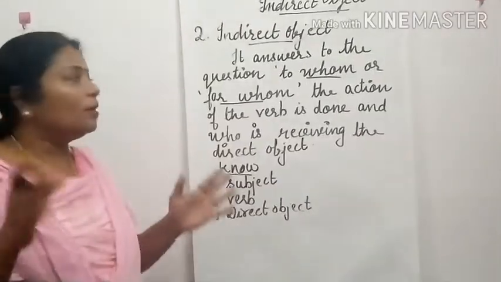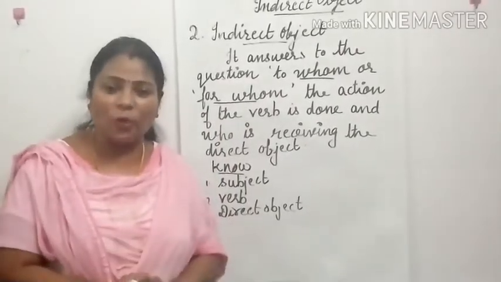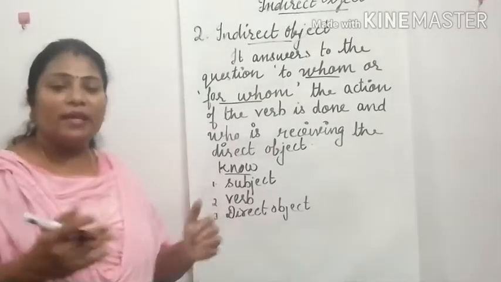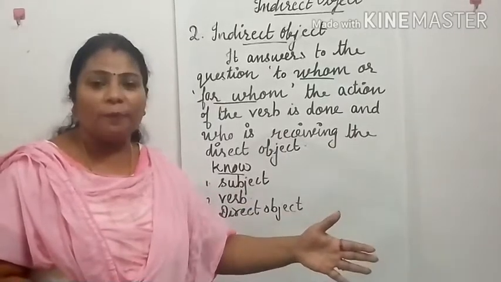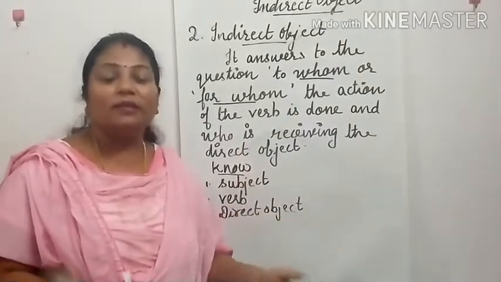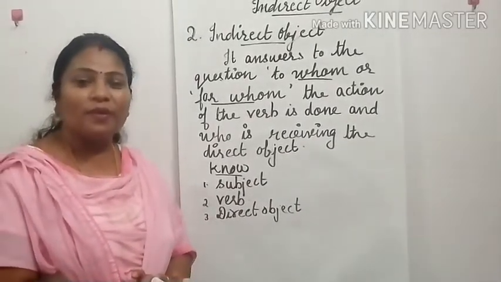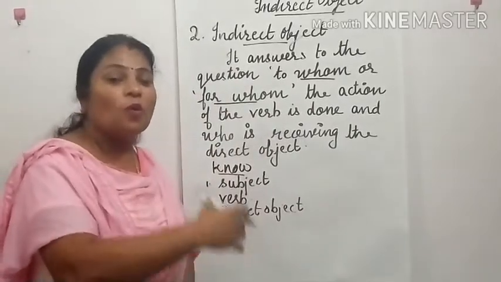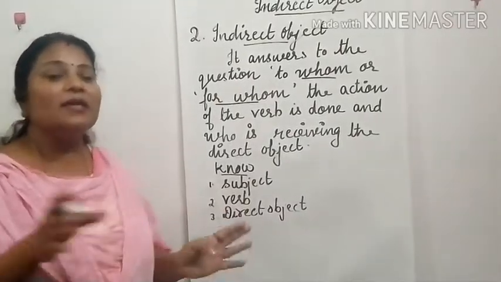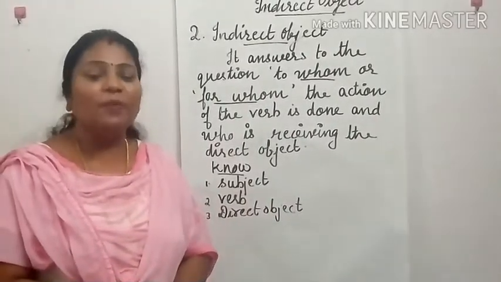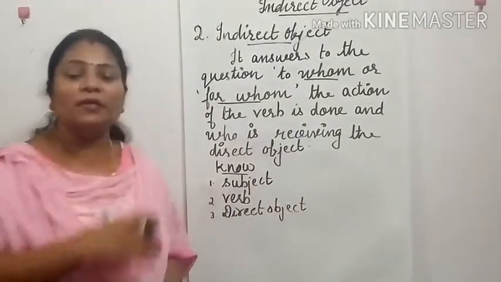Okay? So, now let's discuss what is indirect object. What do you mean by indirect object? We said that in a sentence, if the verb or the action word is received by a person or thing directly, then it is called direct object. Then what do you mean by indirect object? Yes, the person who receives the direct object indirectly is called indirect object. So it becomes a person who is receiving the direct object.